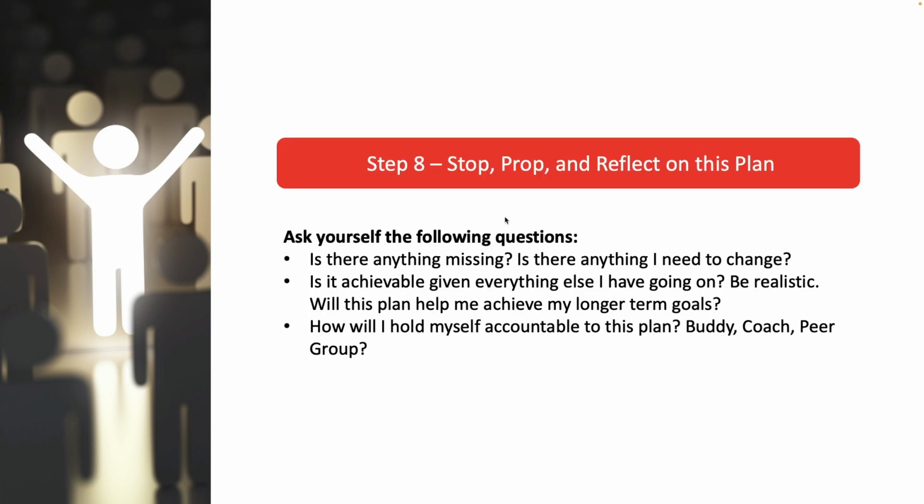The last step then is to ask yourself the following questions, right? Just stop, prop, and reflect. Is there anything missing? Is there anything I need to change? Is it achievable, given everything else, to be realistic? Just thinking about the musts, right? So in this case, we want to be thinking about, are the musts realistic? If I do all those musts, will I be happy? And is that enough? And is doing those going to help me achieve my monthly plan? And then just make sure you've got the accountability piece in place, okay?